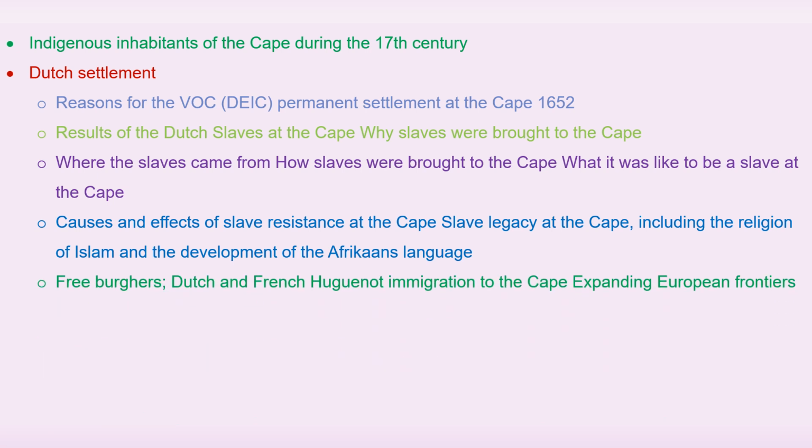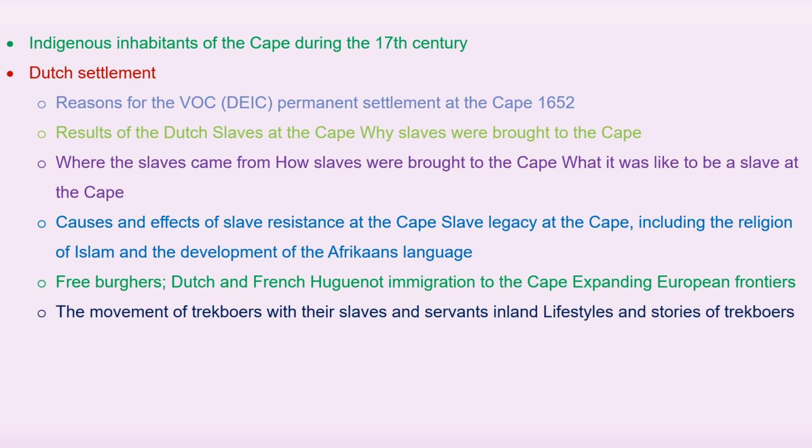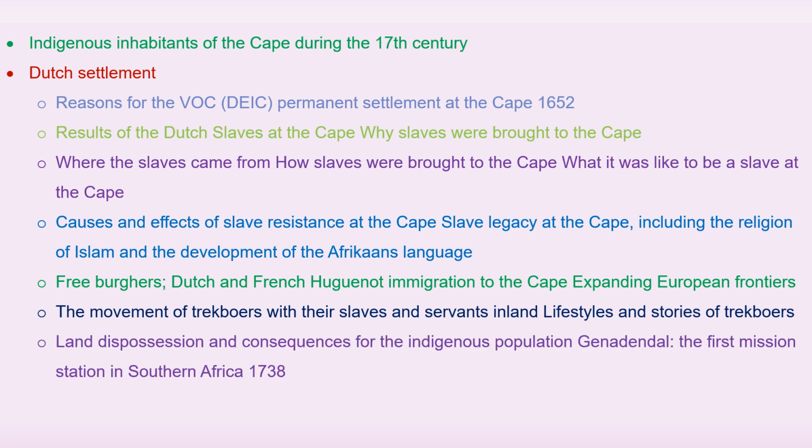Then we'll discuss the Freeburghers, the Dutch, the French Huguenots, and how they explored into the interior. We'll talk about the movement of the Trekboers and their lifestyles, and land dispossession and the consequences for the indigenous population, specifically the Genadendal, and the first mission station established in southern Africa. And we'll conclude with the work of William Bleek and Lucy Lloyd.